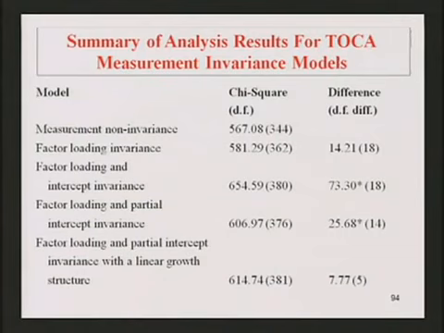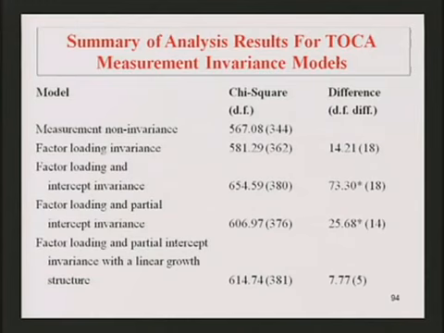Measurement non-invariance has a chi-square test of fit. Measurement loading invariance has another chi-square. The difference is given here with the difference in number of degrees of freedom. So the loading invariance seems to fit well. The chi-square is 14 with 18 degrees of freedom. Chi-square is low relative to degrees of freedom, meaning that loading invariance fits well.